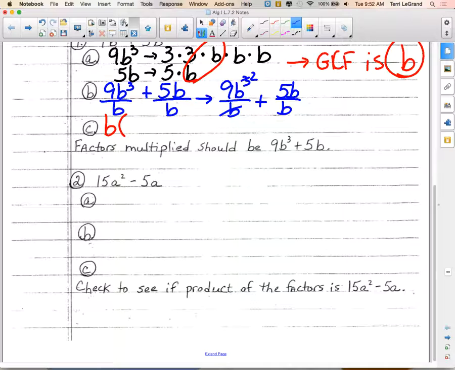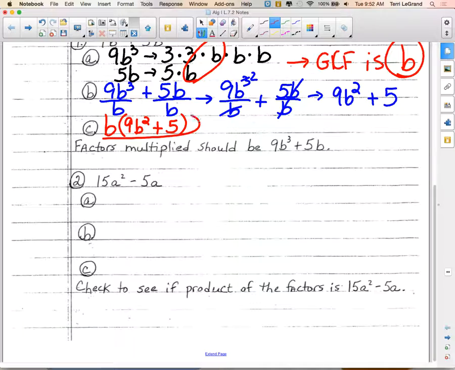And then, how about 5b divided by b? What will that be? 5. That will be 5 because, why? The b's cancel out. So we can say now then that we have 9b squared plus 5. 9b squared plus 5. So there's our other factor right down here.